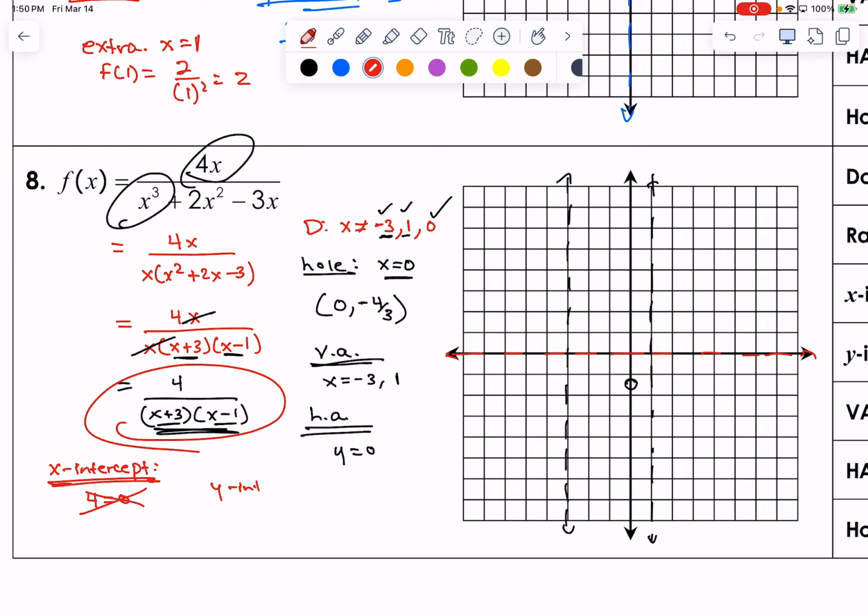What's the y-intercept? When I set what equal to 0? X equal to 0. So if I zero this out, that's going to be 3. That's going to be -1, correct? Which is going to be what? What's that going to give me? Oh, wait a second here. Isn't that the same thing as my hole? So isn't the y-intercept the hole?